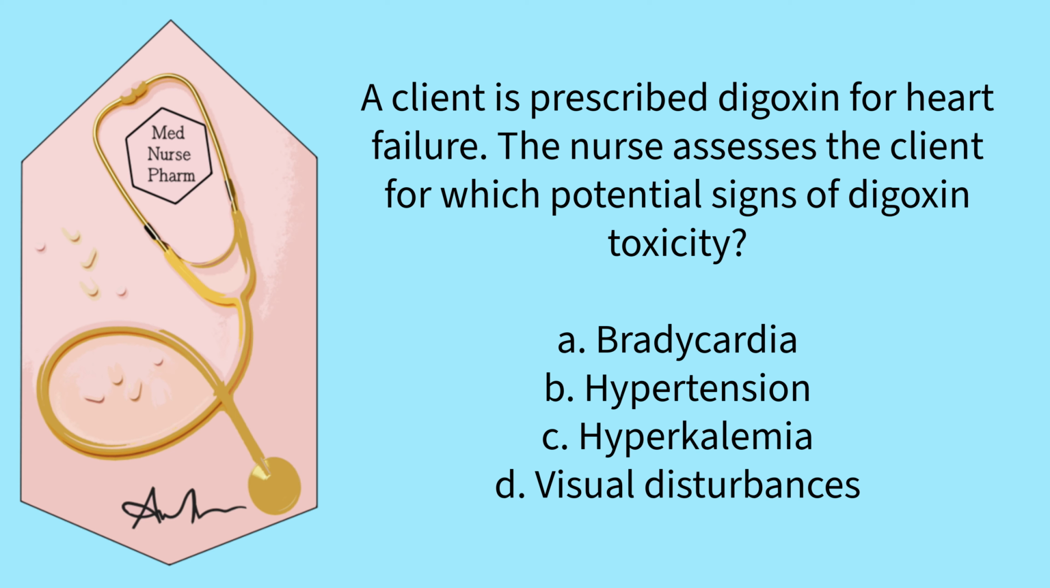Digoxin toxicity can manifest with visual disturbances such as blurred or yellow vision. Other signs of toxicity include nausea, vomiting, anorexia, and arrhythmias. A is incorrect. Bradycardia is a side effect but may not be an early sign of digoxin toxicity. B is incorrect. Digoxin is not associated with hypertension. C is incorrect. Hyperkalemia is not a typical sign of digoxin toxicity.